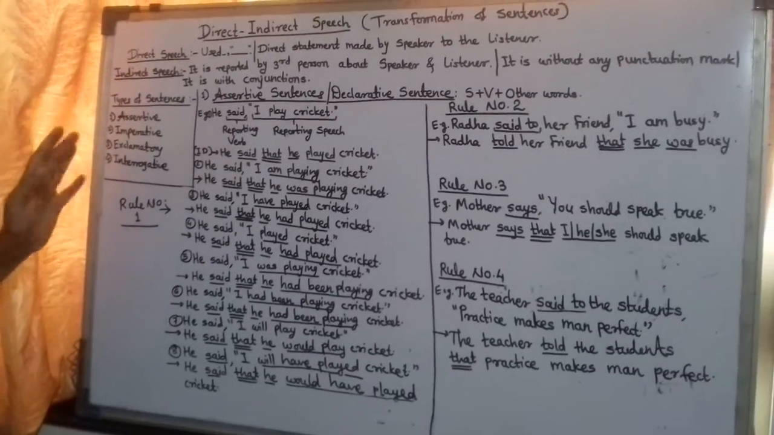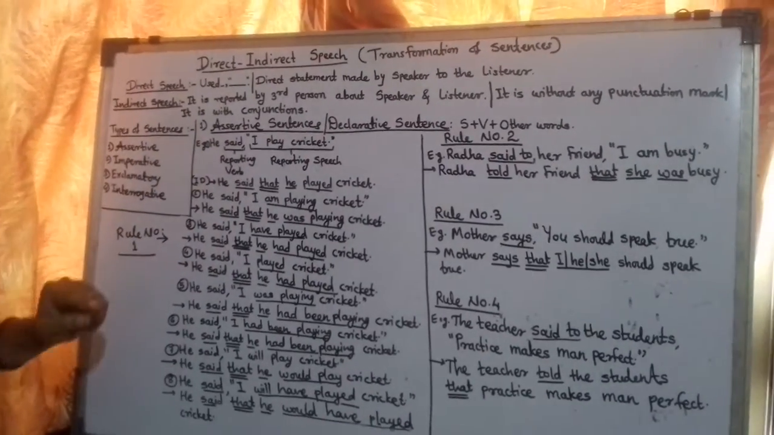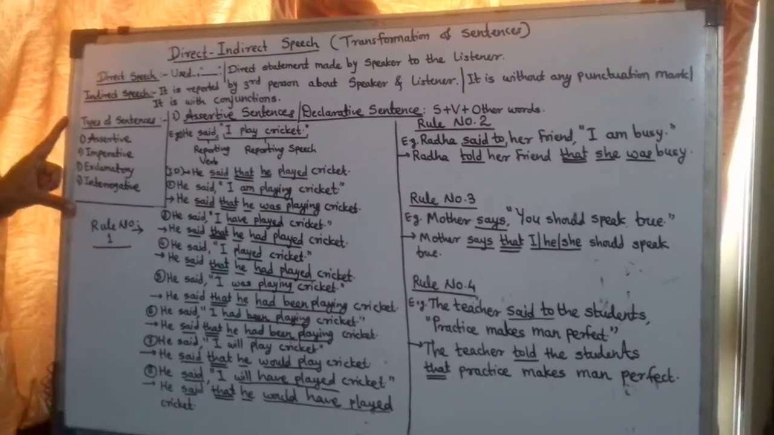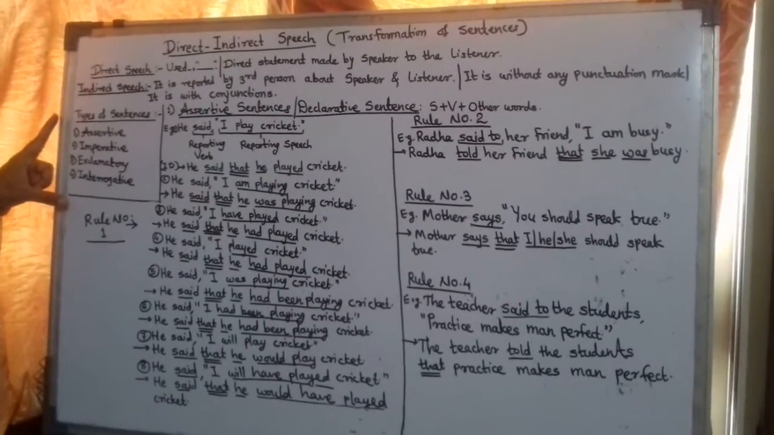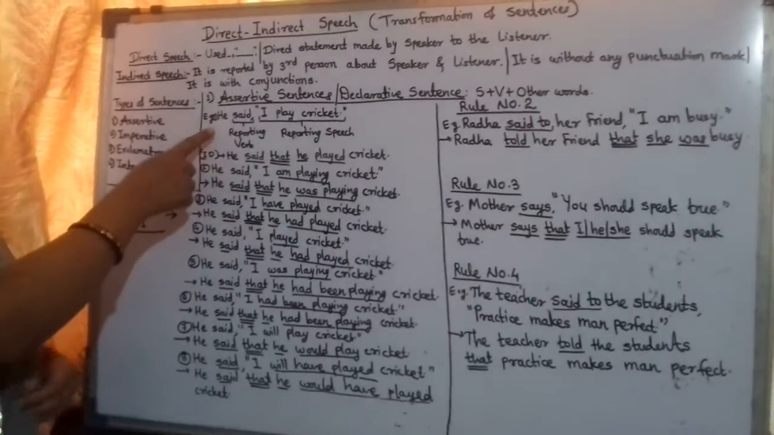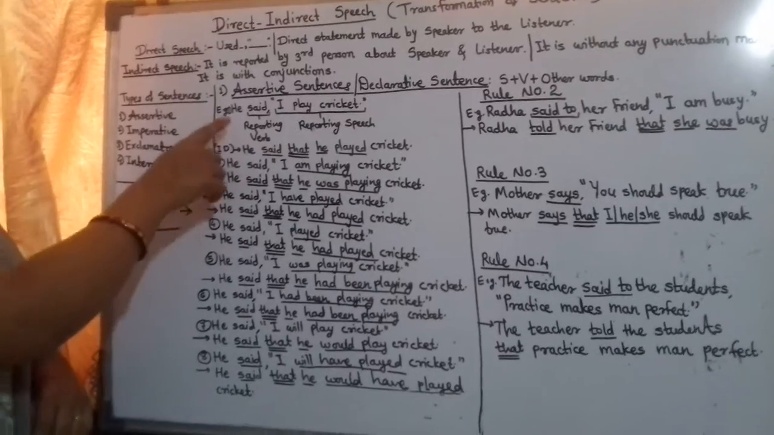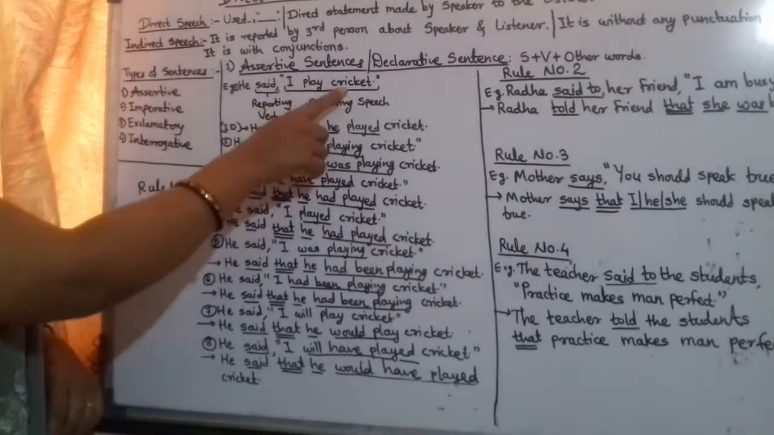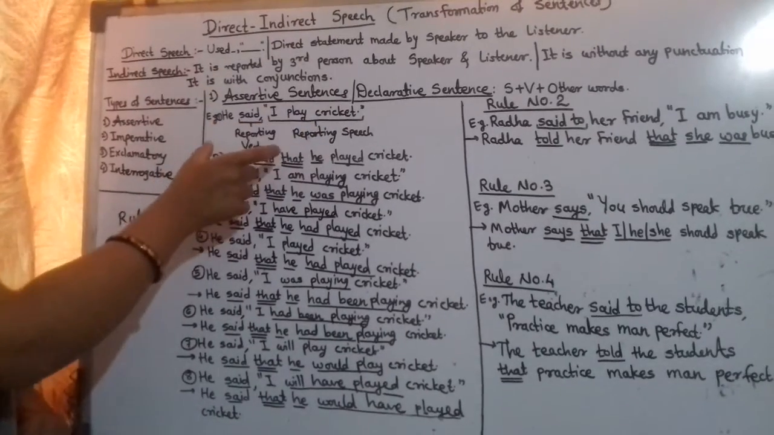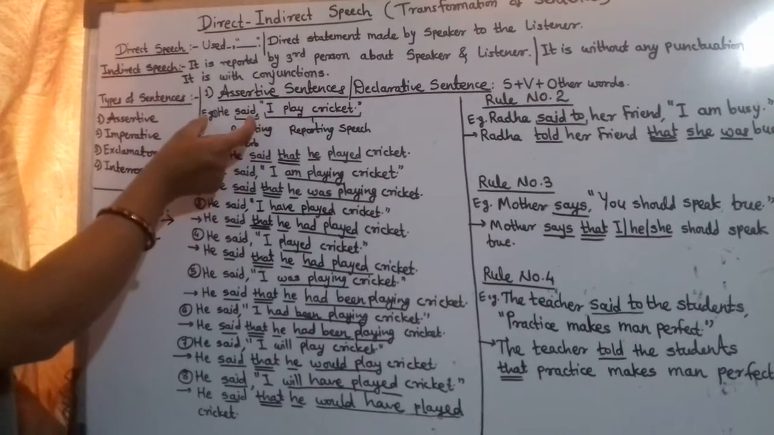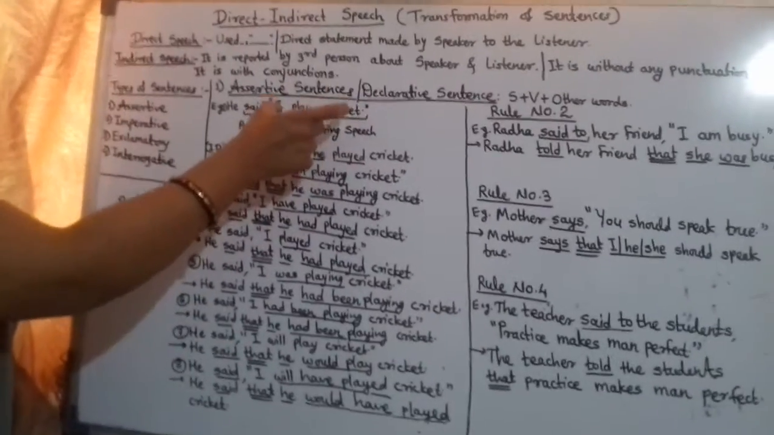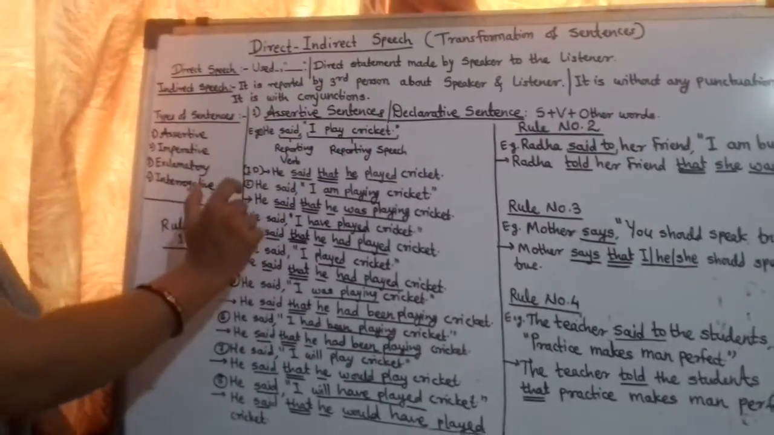While transforming a direct statement into indirect speech, we have to consider the different types of sentences. Let us see an example. You can concentrate here. The first sentence is: He said, "I play cricket." This is a direct speech sentence containing two clauses. The first clause is up to the comma, and the second clause is written in double inverted commas.